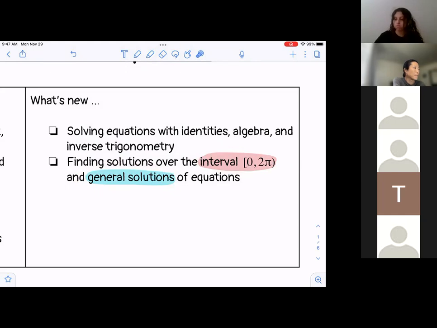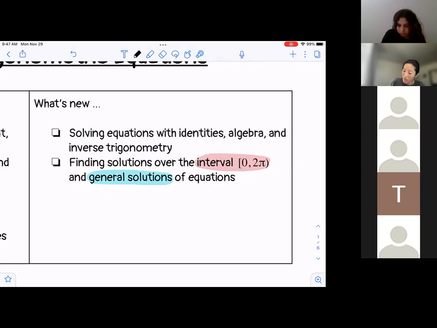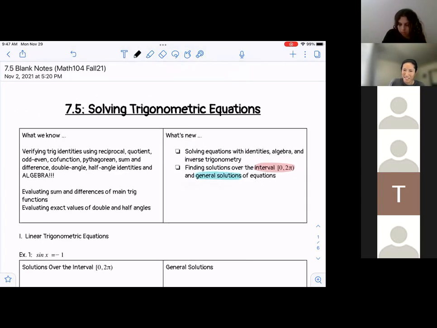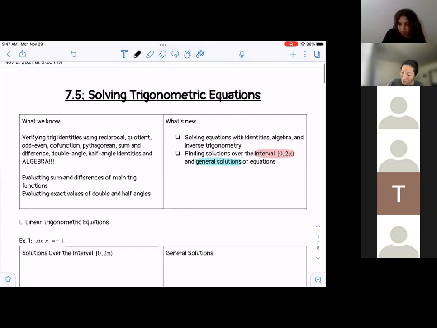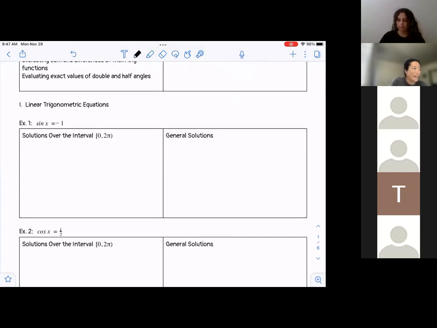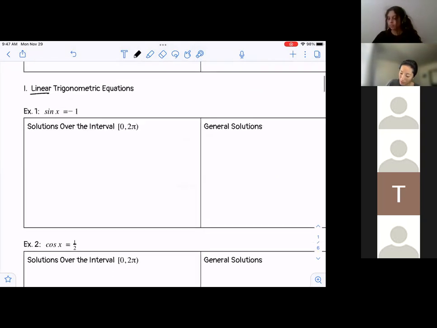All right, and so that being said, we're gonna hop into our examples, all right? We have a bunch of examples to go through today. I think for some of us, that's actually a really good thing because we get to practice things over and over again. And so we're gonna start with our first category here where we're looking at linear trigonometric equations, okay? All right, so let's take a look at this equation.